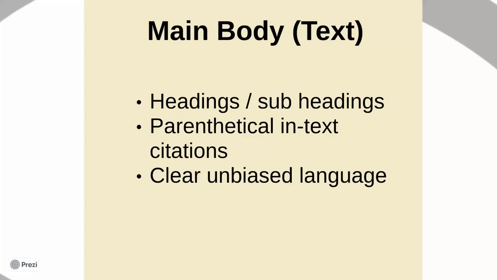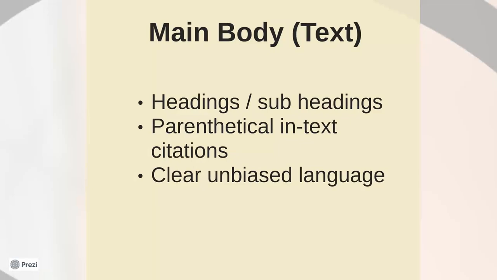The main body is the student paper itself, the part that you actually write. APA states papers should use headings and subheadings to logically and clearly organize writing so that it's easily understood. In-text citations are used to cite sources, and APA also has rules about clear, unbiased language, for example, using ungendered pronouns such as they and them when appropriate.